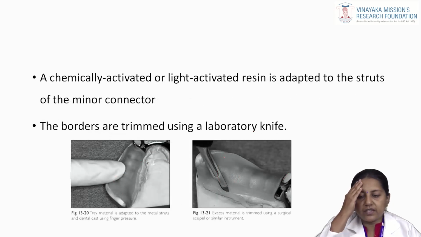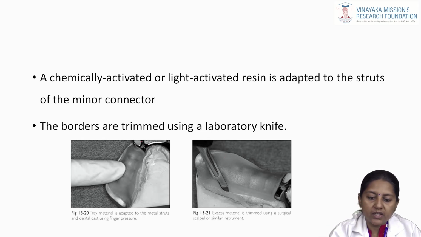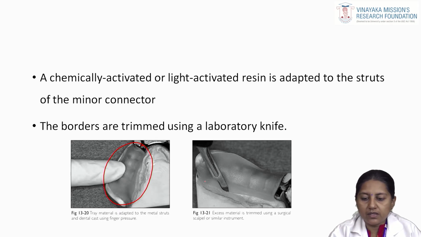A chemically activated or light activated resin is adapted to the struts of the minor connector. I showed you a cast framework. Now you can see that we are adding a denture base to the framework. This is how you add an impression tray to the framework. And you can see the borders are trimmed with a laboratory knife.